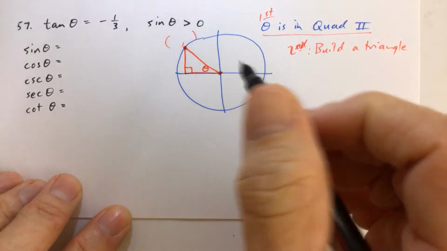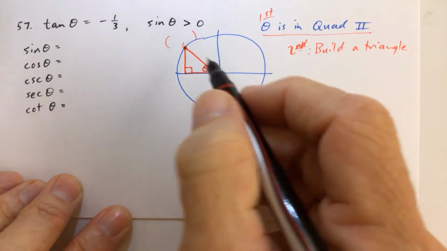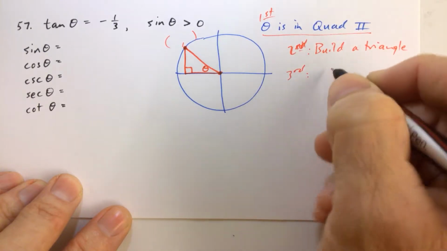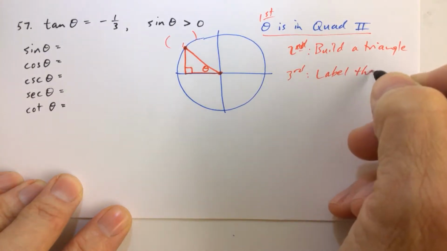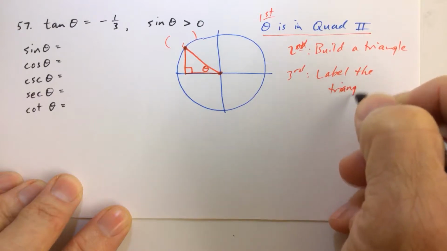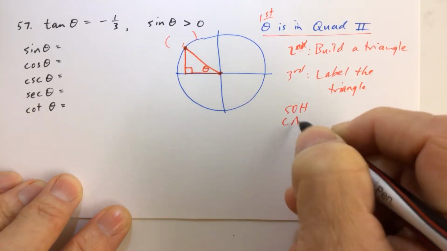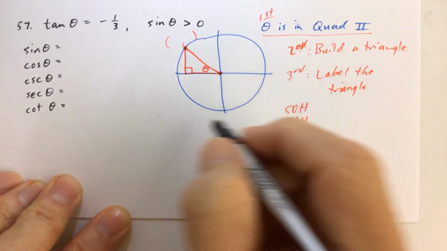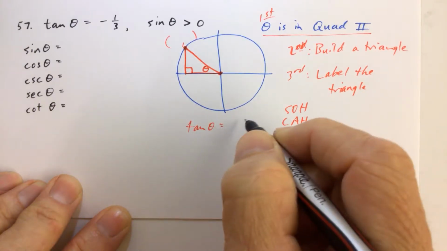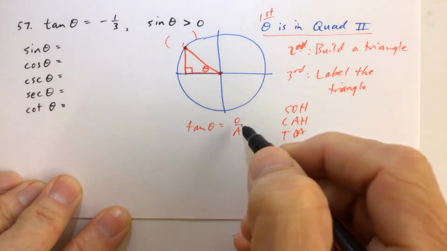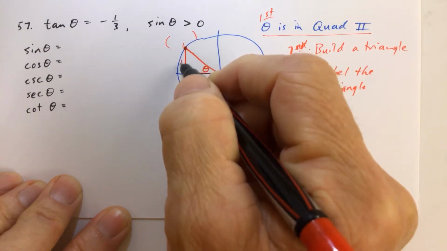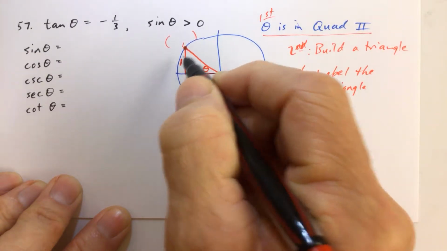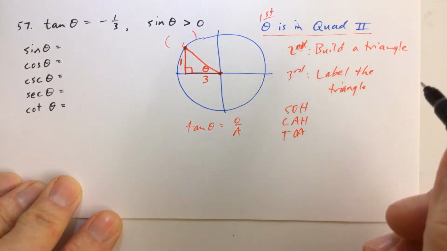Now, hopefully I mentioned this in class, the third step is to label the triangle. When we label the triangle, we use our knowledge of SOHCAHTOA. Since we're given the tangent, and the tangent is opposite over adjacent, then we know the opposite leg has a length of 1, and the adjacent leg has a length of 3. So we can label our triangle. It really makes it easy to find the values of the trig functions.